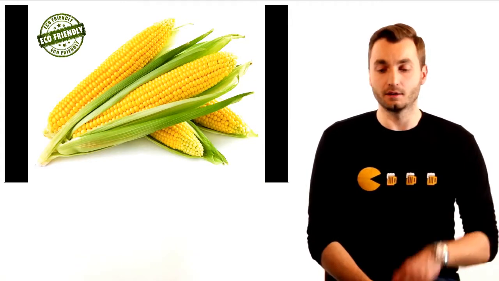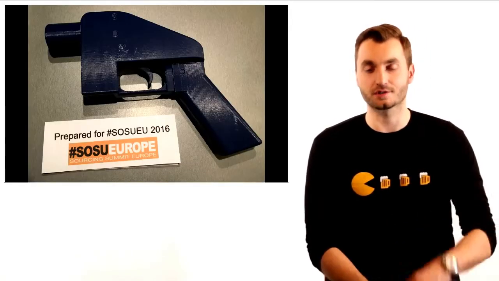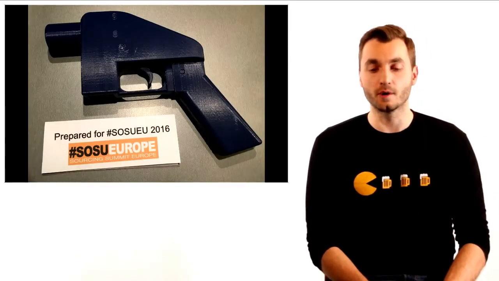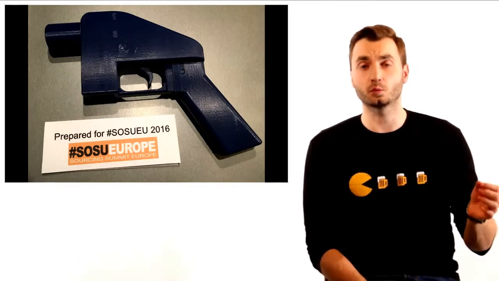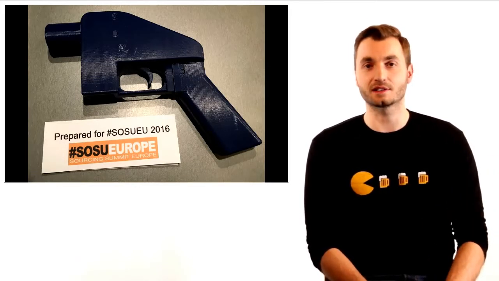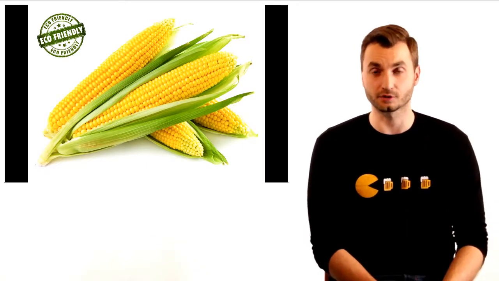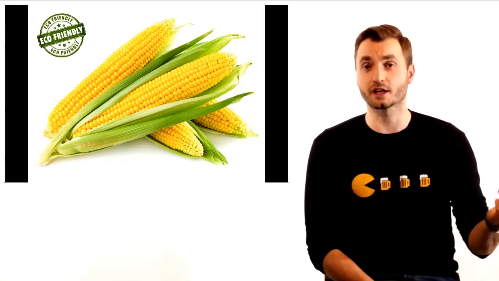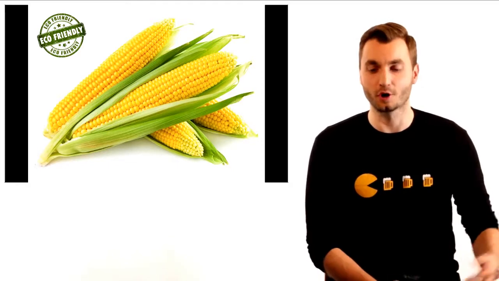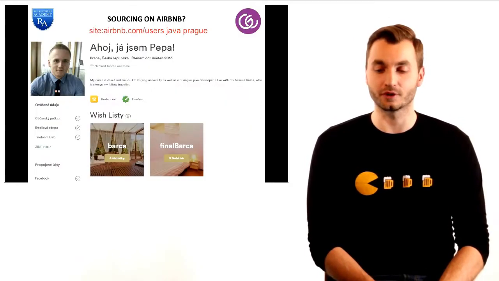By the way, this gun, just maybe interesting information for you, the material which this gun is built from is corn. There are actually farms which produce these, they're called filaments for 3D printers. So it looks like a plastic, but it's from corn. It's kind of interesting.